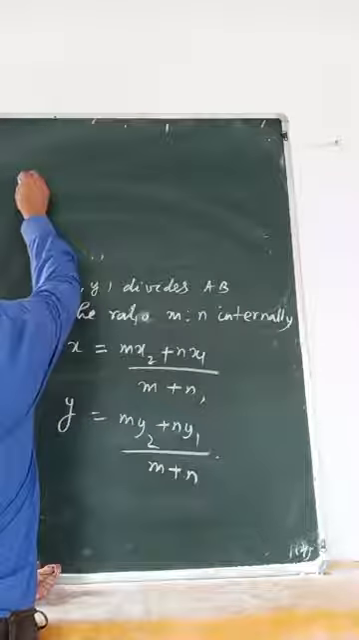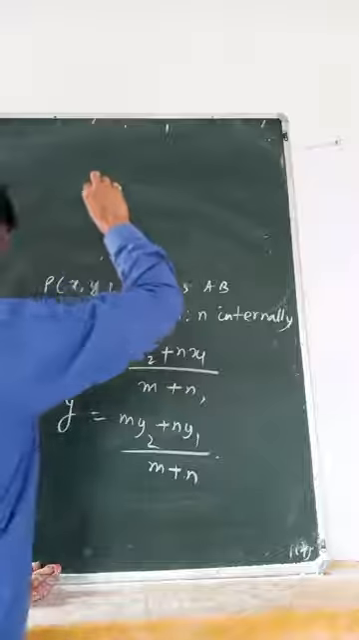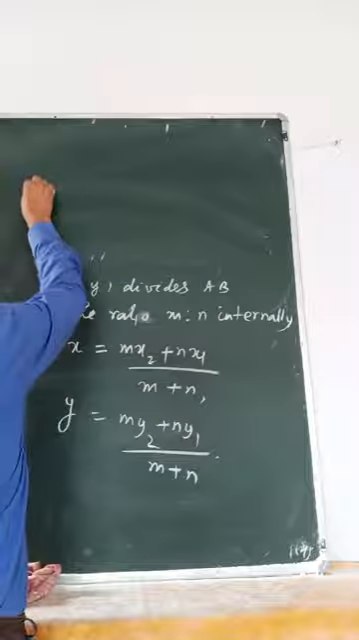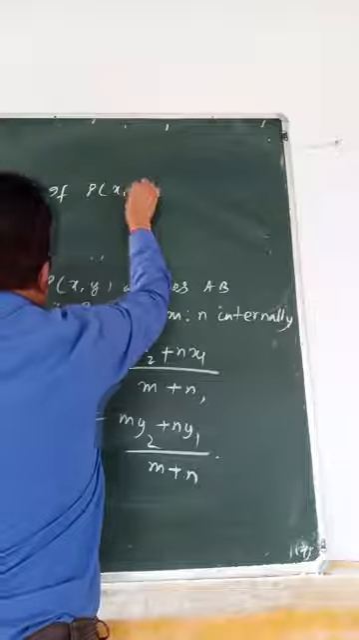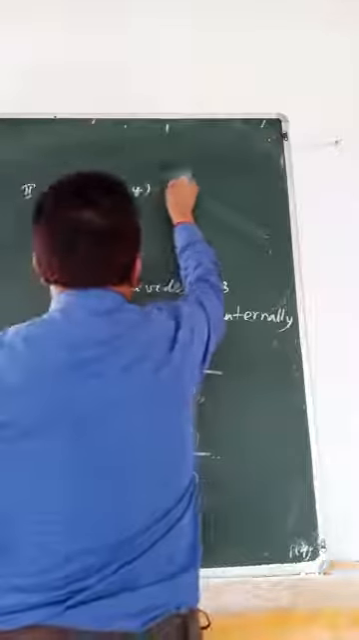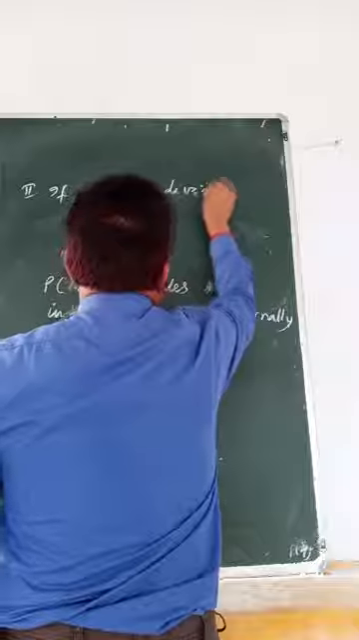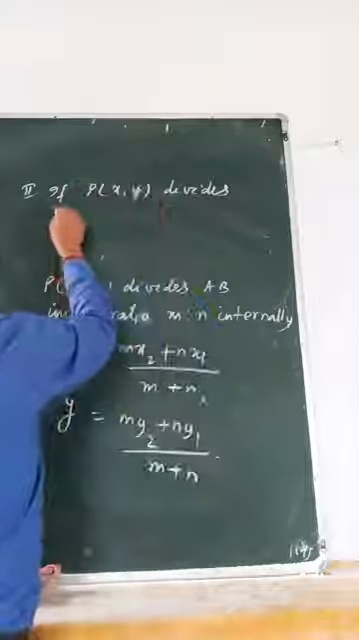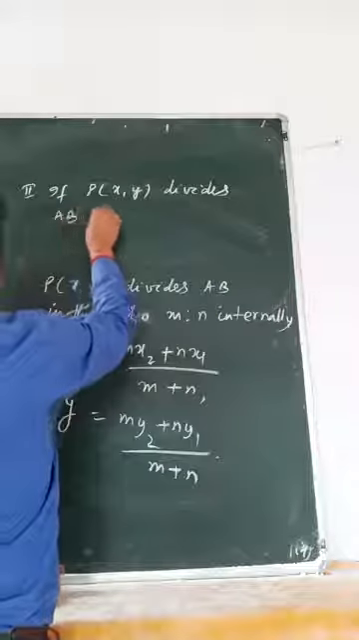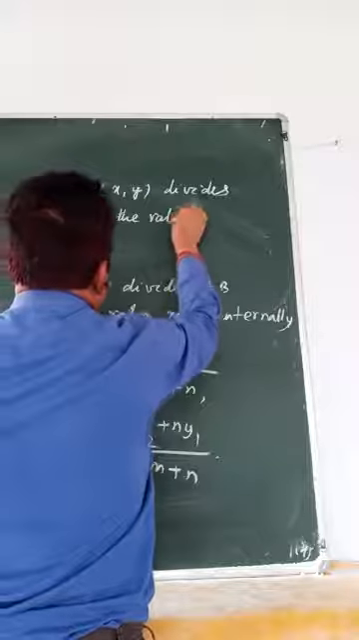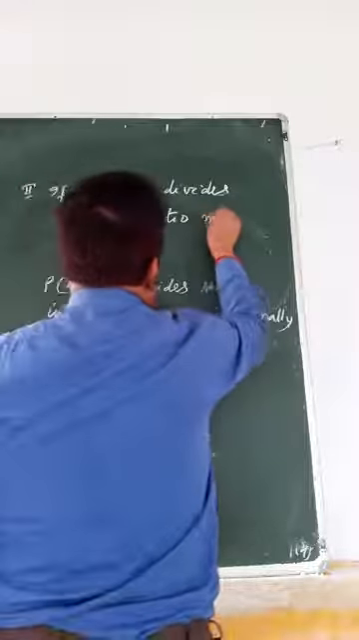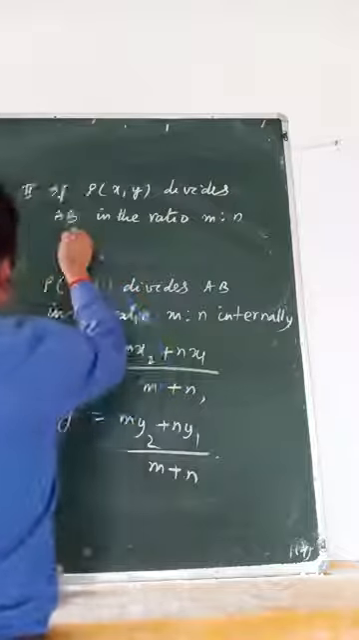So the second one is if P(x, y) divides AB in the ratio m is to n externally.